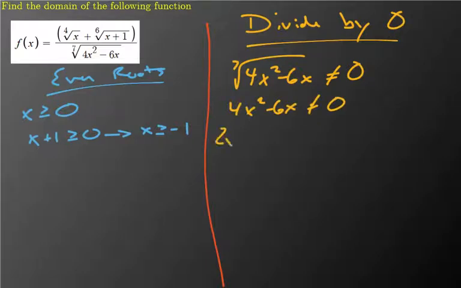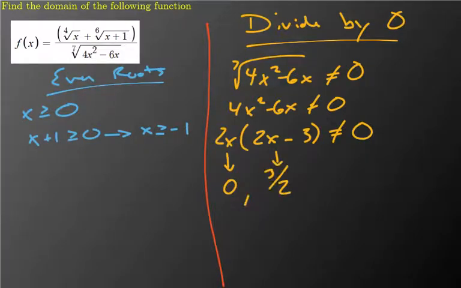You can take a 2x out here. You get 2x minus, what would that be, 3 then? All of that can't be 0. And now you've got these nice factors, right? We see that 0 is a root there and 3/2 is a root there. And so these are the two things that x can't be, right? So if x is 0, the bottom would be 0, or if x is 3/2, the bottom would be 0.